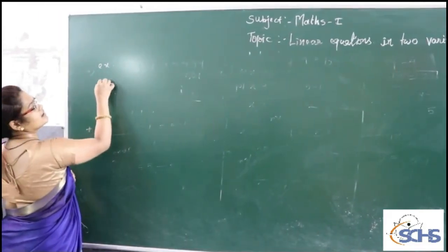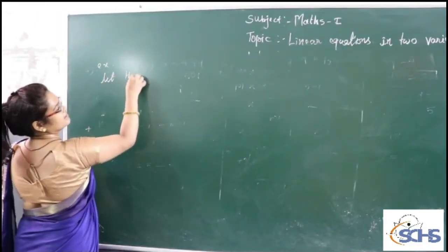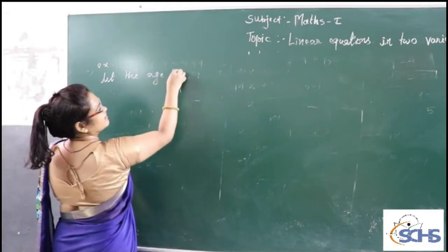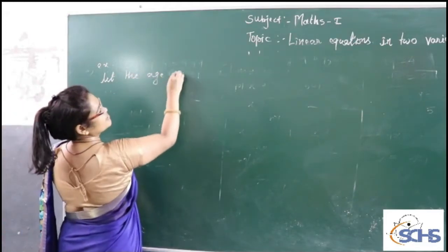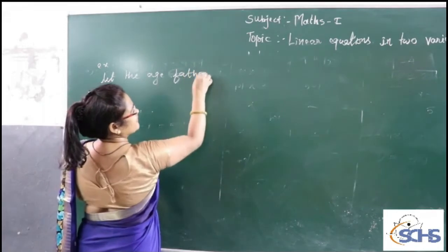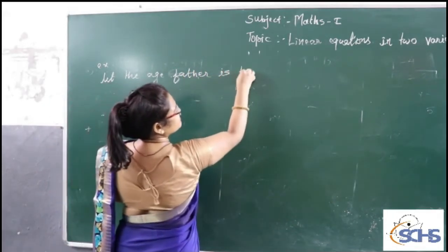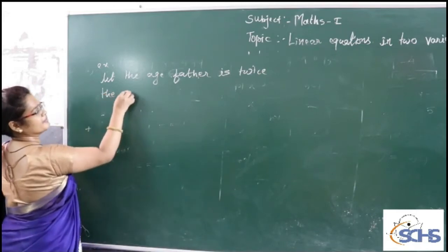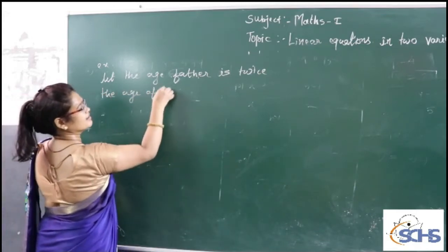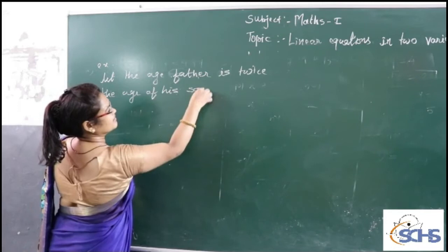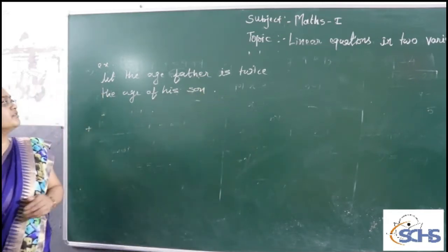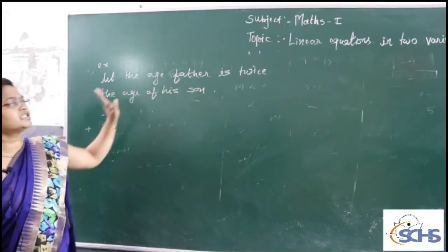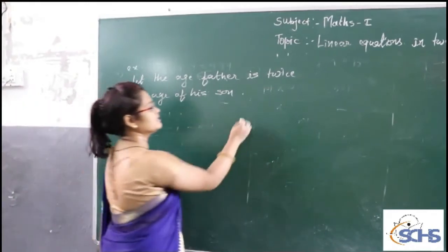Suppose let the age of father is twice the age of his son. First condition we have given, the age of father is twice the age of his son.